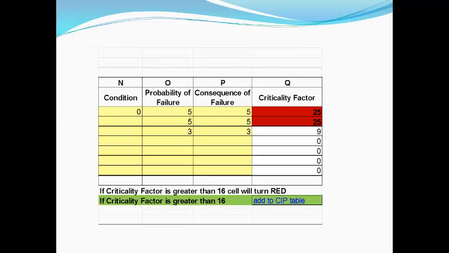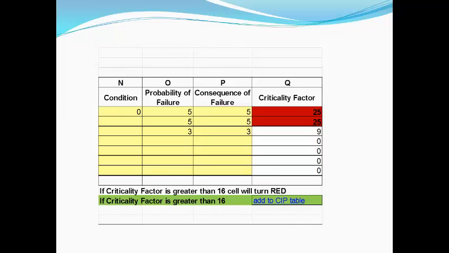Here is a close-up of the criticality component. The last 3 columns deal with criticality. These 3 columns have been changed to more accurately reflect what's in the NPDES permit. So column O, probability of failure, will remain the same. Column P, consequence of failure, will be criticality of failure. And column Q, which is criticality factor, will be relabeled business factor.